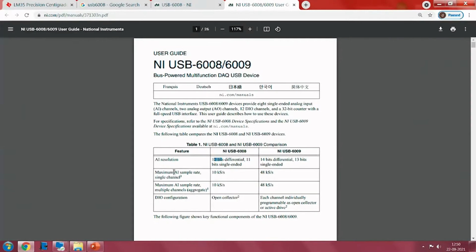Since in this case it's a 12-bit resolution, the total number of levels the reference voltage will be divided into is 2 power n minus 1, where n is the number of bits. So it is 2 power 12 minus 1, right. Another thing is the sampling rate. The maximum sampling rate per channel is 10 kilo samples per second. So it cannot measure more than 10,000 samples.